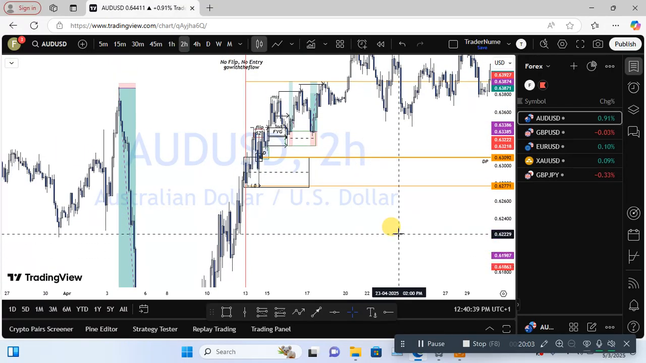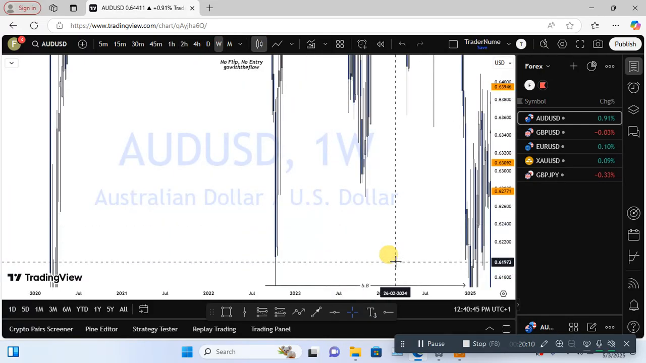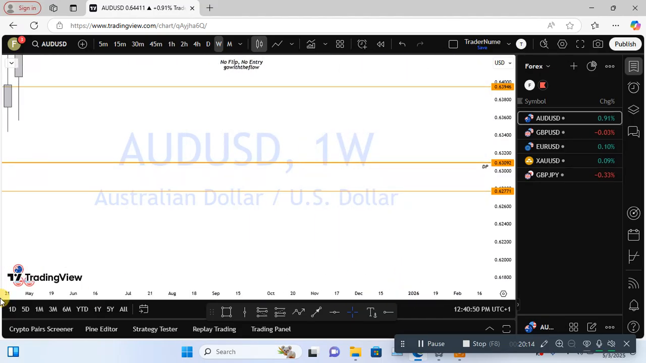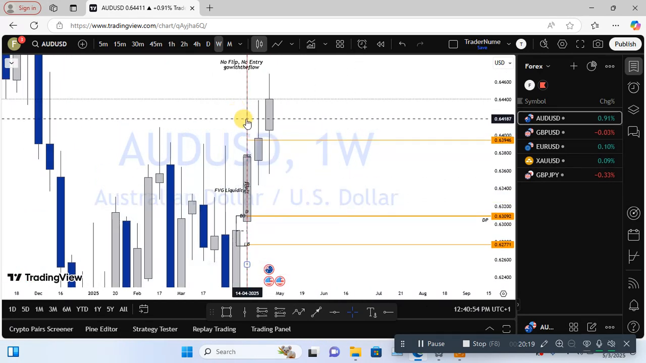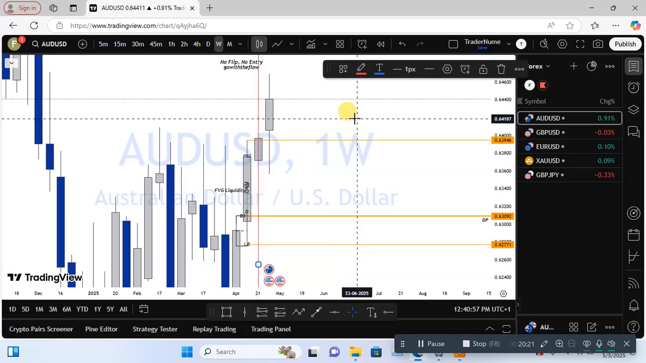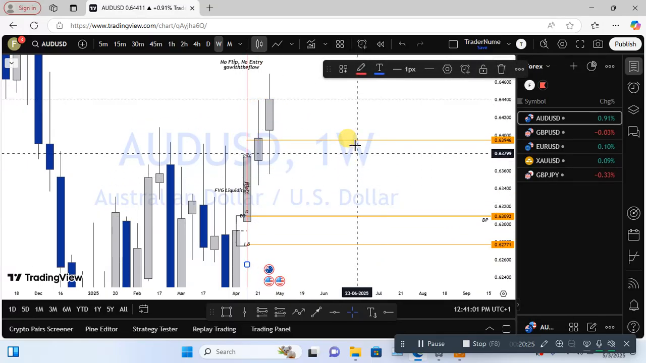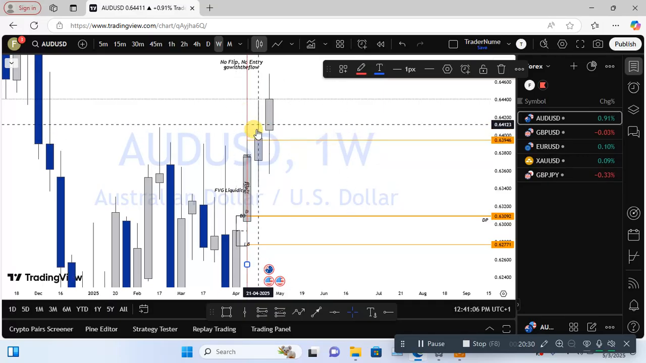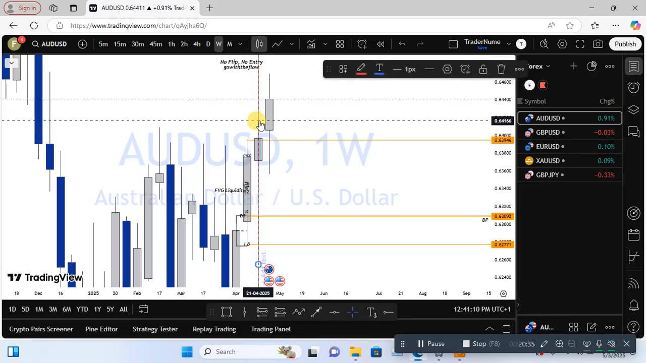Okay, I think I've done that one. Go back to my weekly. Okay, so the next one is this one. Now, before I do that, I'm going to draw the weekly high of the previous week and the weekly low which we got, and we come back to this.